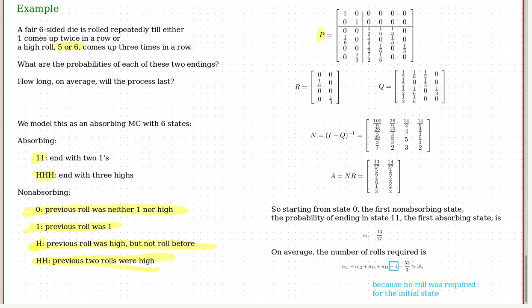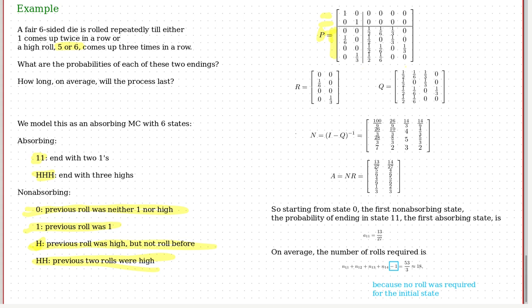So here's my transition matrix in canonical form, right? I've done the states in the order I described over here. So this is the 1, 1 state, this is HH, and then we've got the 4 non-absorbing states here, right? 0, 1, H, double H.